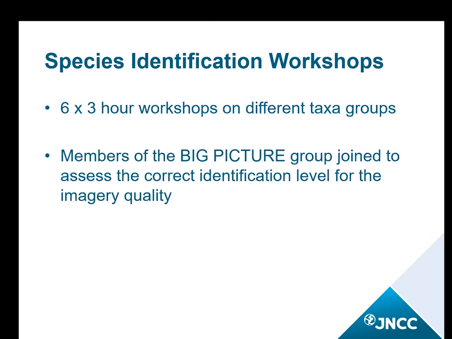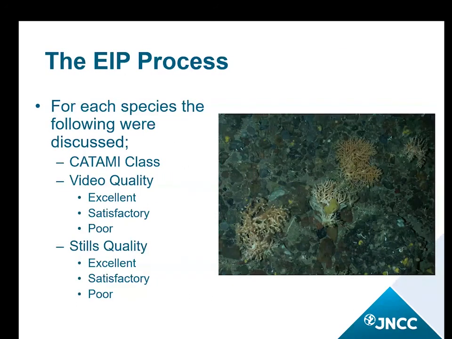We joined together and talked about how we should be identifying species based on imagery and video of different quality levels, and what we should effectively be calling that species in poor quality imagery or in good, satisfactory quality imagery. For each of those, we came up with a recommendation. So from the EIP, for each category and each species, we looked at excellent, satisfactory and poor quality imagery and came up with a recommendation for them.